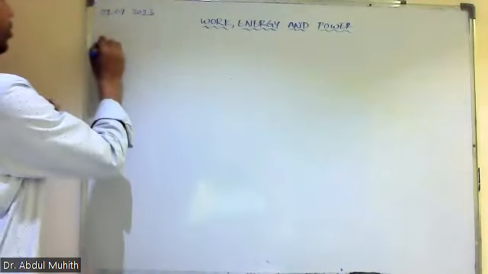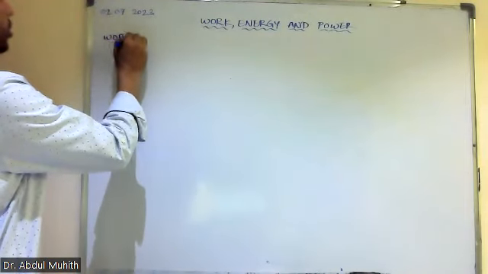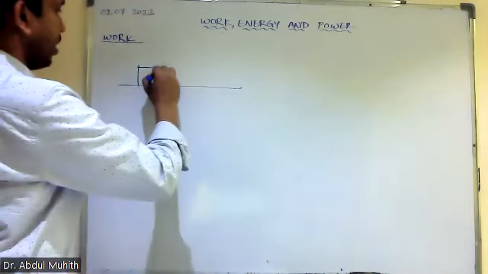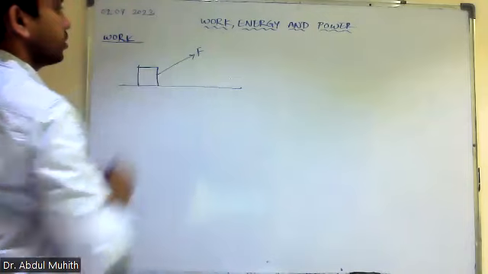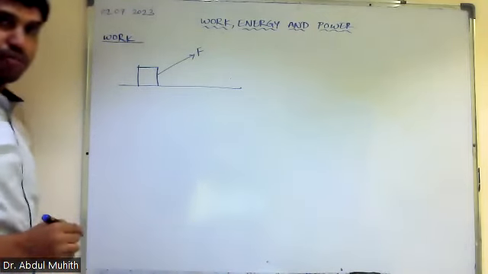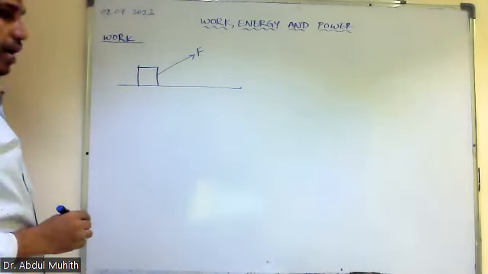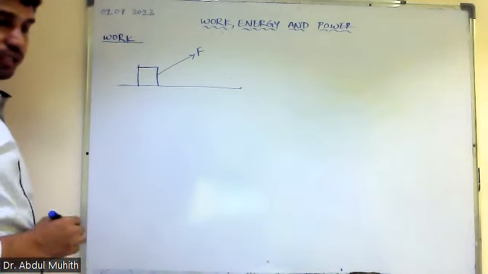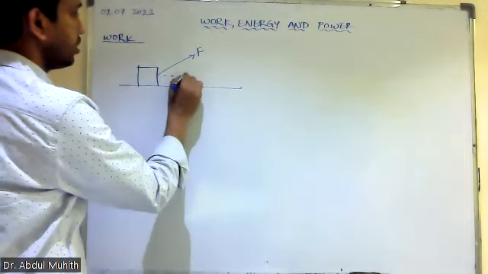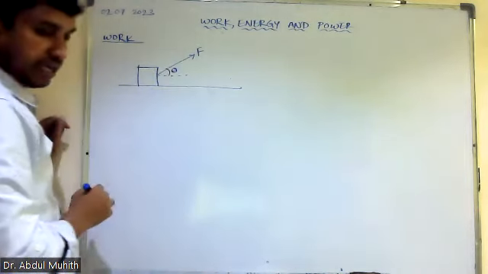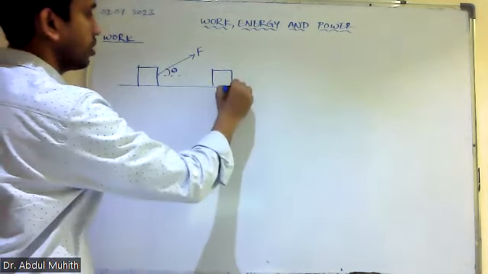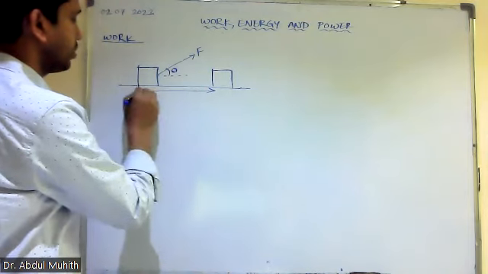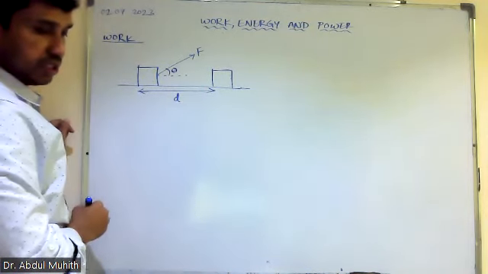So here work is, like suppose this is a body whose mass is m, and a force is applied like this. Maybe there is some bag or some box on the floor, and it is connected with a rope, and we are pulling it. So this rope is making an angle theta with the horizontal, and d is the distance or the displacement.